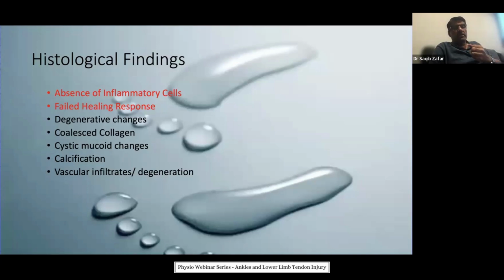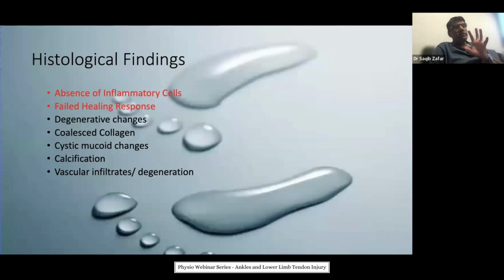What that means was that there were degenerative changes both at the cellular level and also at the matrix level. The collagen was coalesced, it was not properly organized, there was disordered collagen formation. There are different types of collagen, so the healthy collagen, which should be present in tendon, was replaced by an unhealthy collagen. There were cystic mucoid changes, which is like a debris formed in the tendon itself. Calcification is found, which is quite painful as well. And there were infiltrates of blood vessels.